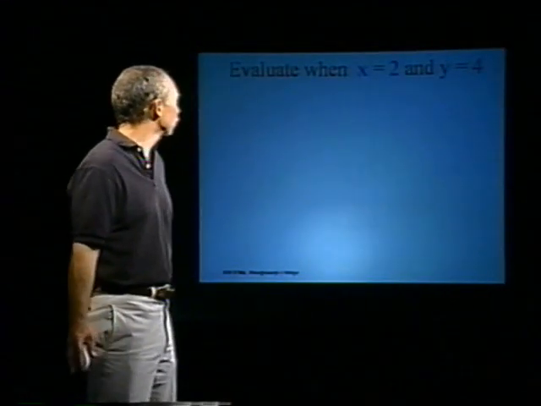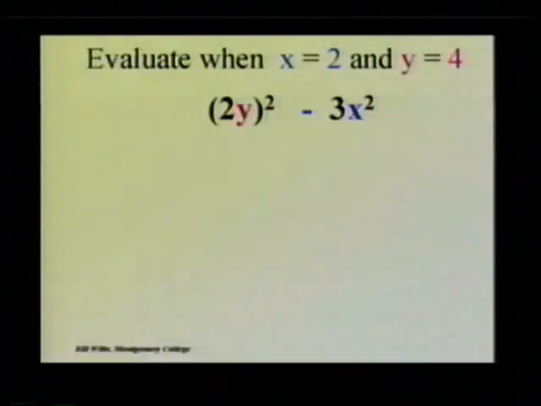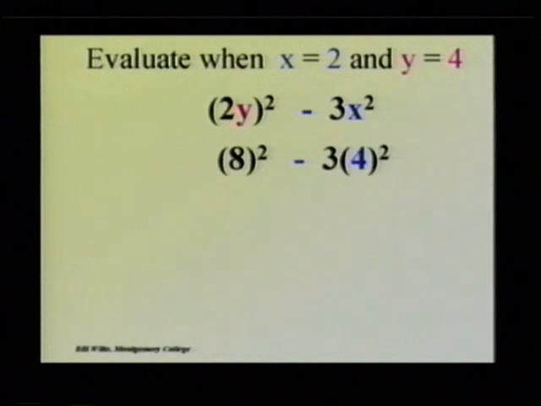Let's look at another one. Okay, in this case, x will be 2. We're going to plug that in, and y will be 4. In this case, we have to do what's in parentheses first. The 2 times the y, the 2 times the 4 will become the 8. Okay? We had to do that first.